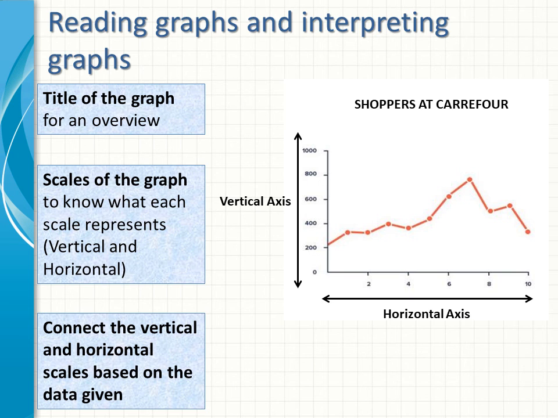So we connect the vertical and the horizontal based on that data. What does that mean? 360 people came to Carrefour on day 2. All right, so that's how to connect the vertical and horizontal axis based on the information given. All right, let's go to the next.